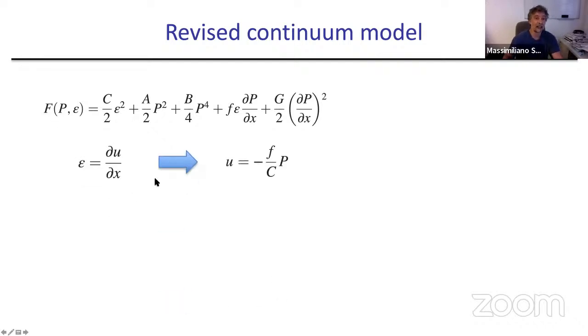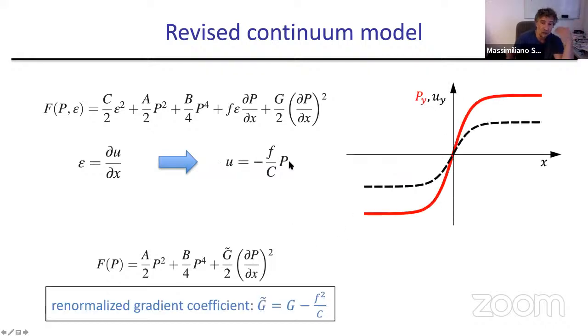And we solve it, and it is convenient, actually, instead of the strain, to use the displacement field U, and the strain is simply the gradient of this displacement field. And what we find is that for a given configuration of the polarization, we can exactly integrate out the displacement field, which is given by this formula, and actually remove the strain as an explicit variable from our Hamiltonian via a renormalized gradient coefficient G tilde.